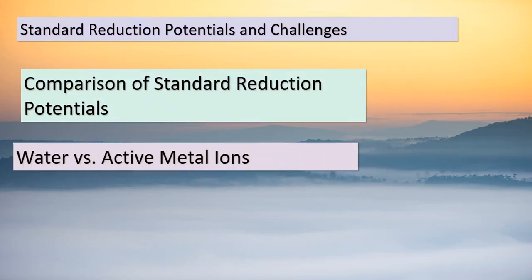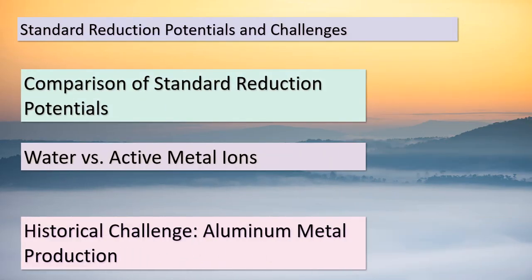Greetings, inquisitive minds. As we journey further, let's uncover the significance of standard reduction potentials in electrometallurgy. The potential for reduction varies among different substances, and this affects the ease of electrolysis. In our context, the reduction potentials of water and active metal ions play a pivotal role. We encounter a historical challenge when it comes to producing aluminum metal.